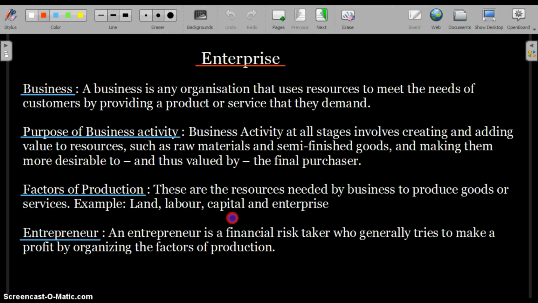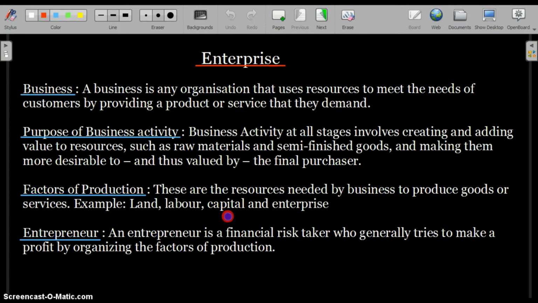Then there's capital. What is capital? Capital is the basic funds needed by the business. This includes not just monetary but non-monetary funds as well. You don't need just money, you also need equity and shareholders and so on. Capital doesn't mean just normal money, it also means machinery and so on. That's the basic capital.